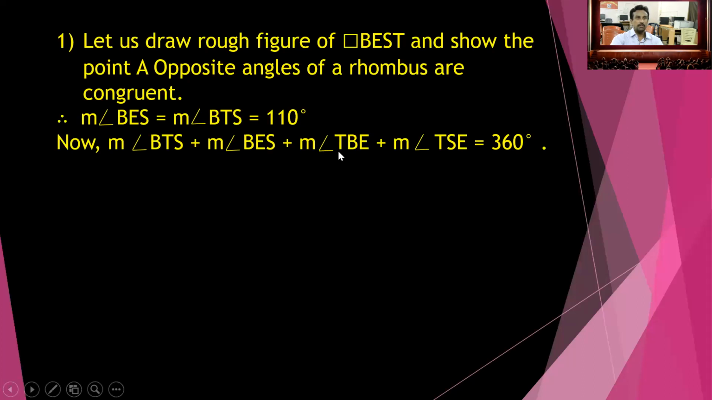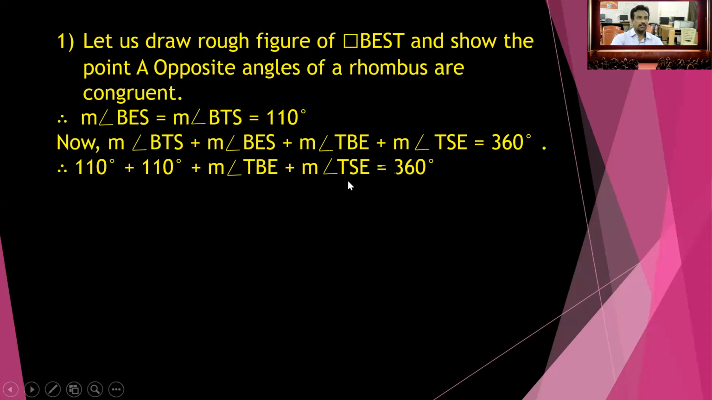Therefore, the sum of all these angles is equal to 360 degrees. Now put the values of the given measures. Angle BTS is 110 degrees. Similarly, angle BES is also 110 degrees. We have to find out TBE and TSE. That is equal to 360 degrees.